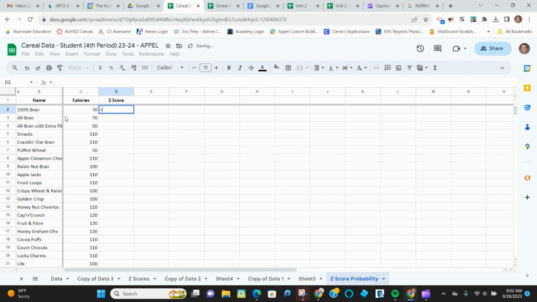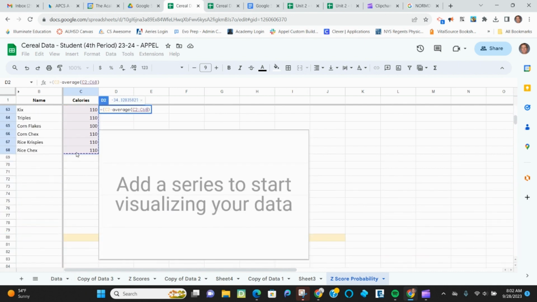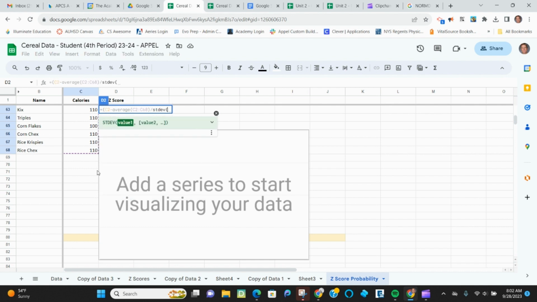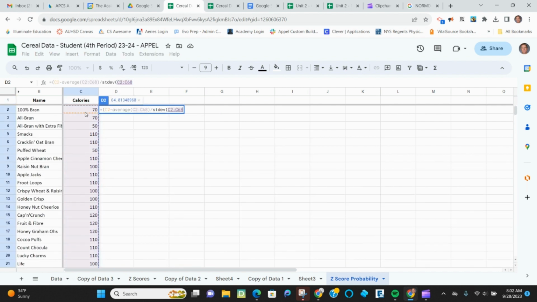So the z-score equals, in parentheses, the value minus the average, and I want the average of this, divided by the standard deviation of the same thing. And because I'm going to drag that down, I want to make sure those are absolute references where they don't shift.